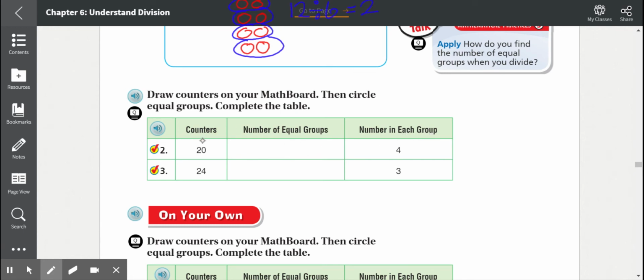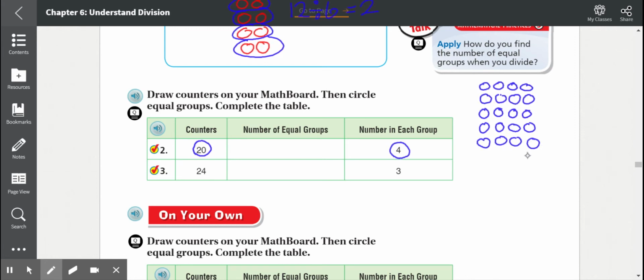20 counters though, we're going to start there, and we know that there needs to be 4 in each group. So I'm going to start drawing groups of 4 until I get to 20. 1, 2, 3, 4, 5, 6, 7, 8, 9, 10, 11, 12, 13, 14, 15, 16, 17, 18, 19, 20.